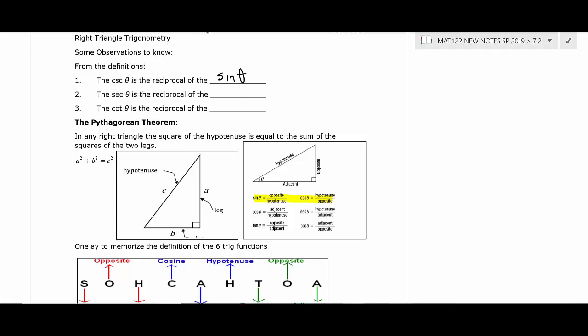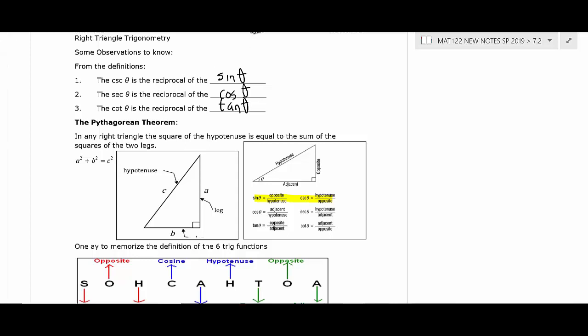Okay, so the next thing I want to do is secant and cosine are reciprocals, and then cotangent and tangent are reciprocals. So the thing is, if you know the definition of sine, cosine, and tangent, then you can easily just flip them upside down to get the other three trig functions.